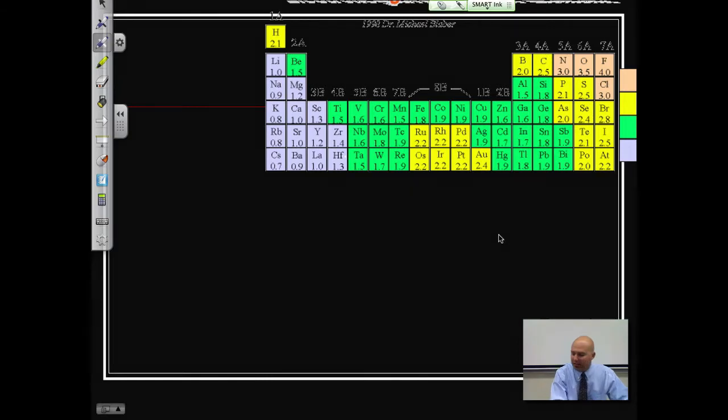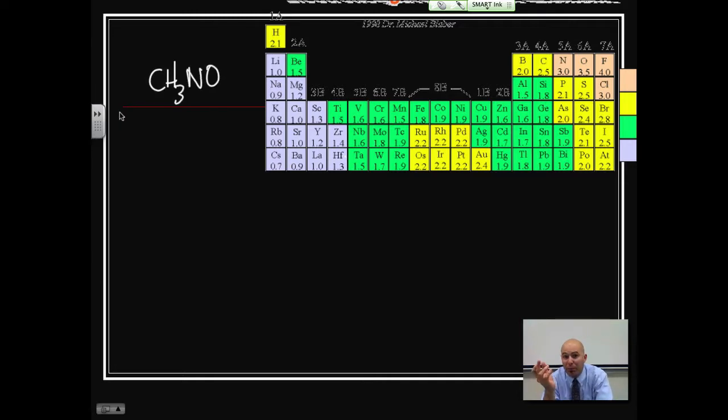Let's say we have the example of CH3NO. It'll be a good little review to put this one together as well. So let's go ahead and put this thing together. Carbon has 4 electrons. Hydrogen has 1. 3 hydrogens. Nitrogen has 5.